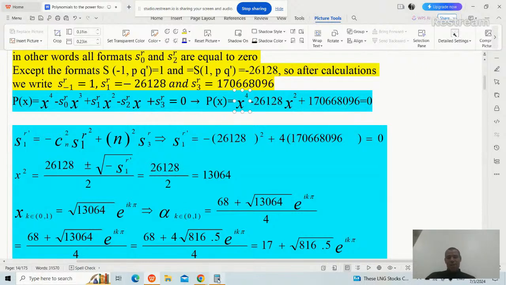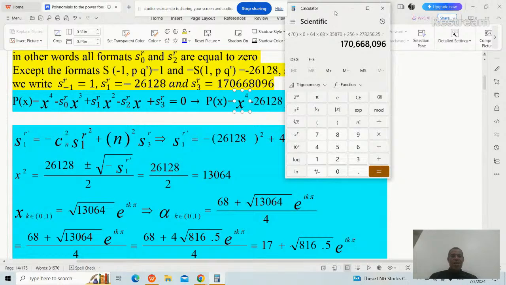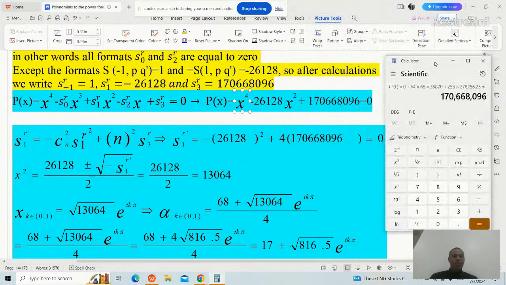Therefore, I will use my own calculator. We told n squared is 2, 2 squared is 4, multiplied by 170 million 668,096. I will multiply this by 4, minus 26,128 squared, Mr. Murad.